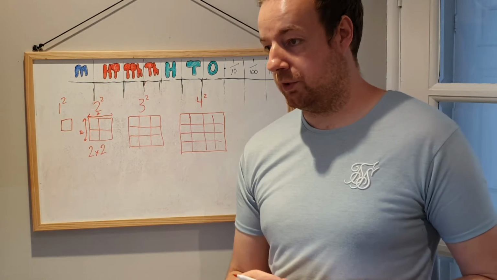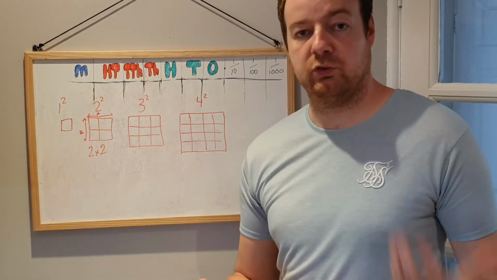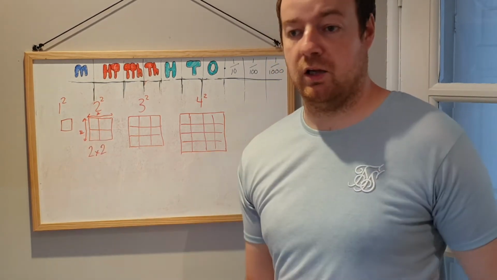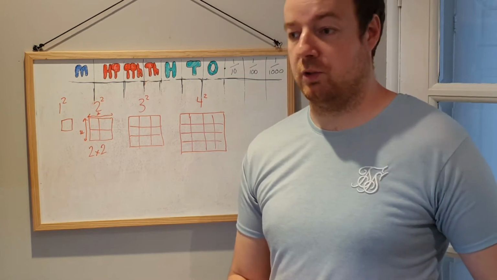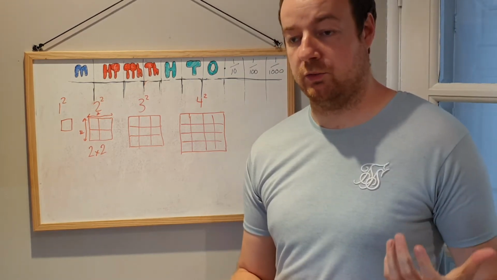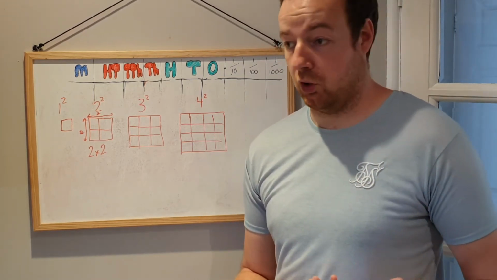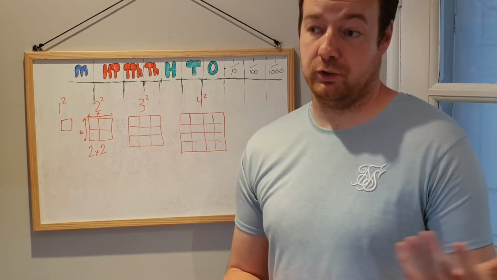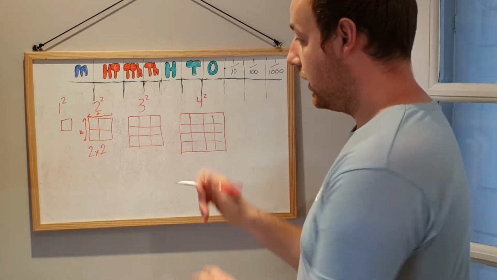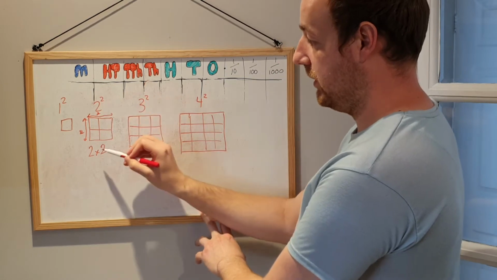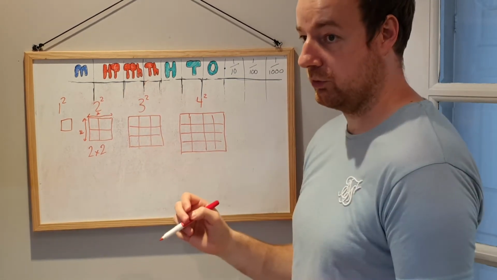Okay, and the square numbers don't stop at 12, they keep going. You can have 157,000 times 157,000. That's the same as 157,000 squared. Not that we're ever going to need to use that in our lifetime, it's very unlikely that we will anyway. So 2 squared equals 2 times 2.